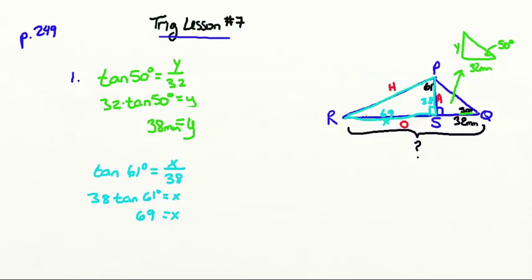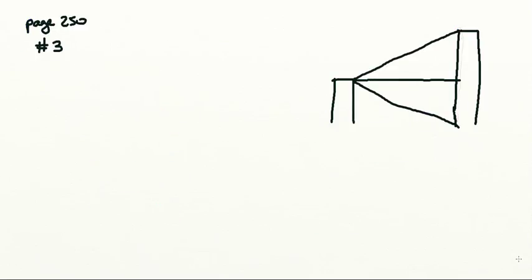To get the whole side, R to Q, we're going to have to go 69 plus 32, which is 101 millimeters. Please do question 2. Page 250, class example 3.